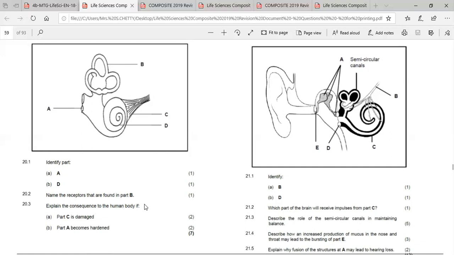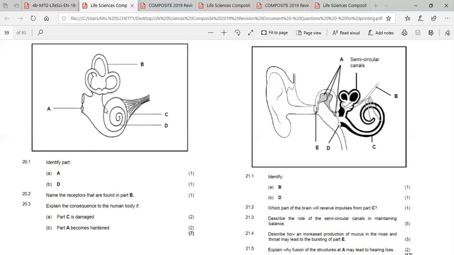Explain the consequence to the human body if part C is damaged. Oh my goodness. So they are actually asking you, if they ever say to you, explain the consequence if something is damaged, in other words, what are they asking you? They're asking you, what is the function of this part? They want to test to see if you know what role is played by the part. So don't say part C carries the impulses to the cerebrum. You'll never get a mark.